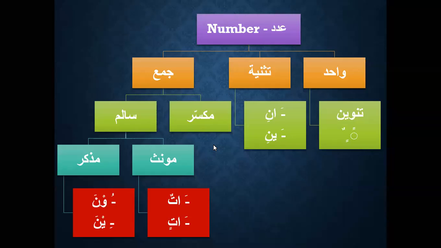And mukassar is you break the structure. This rajulun becomes rijalun. You do not add anything right at the end, but you insert few things here and there, change the signs on certain letters.